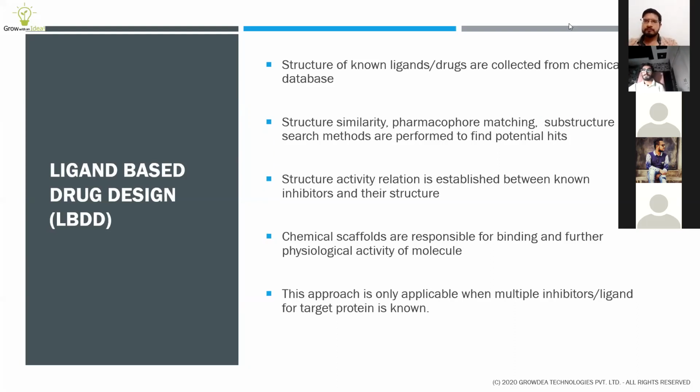So let's first collect some known ligands or drugs from different chemical databases. There are chemical databases where they are reported, and we can take them from there. We can collect the structure, and we can collect the activity, meaning IC50, or sometimes Ki. Ki is also another parameter, very similar to IC50, which also depends on the concentration needed to inhibit that particular protein.